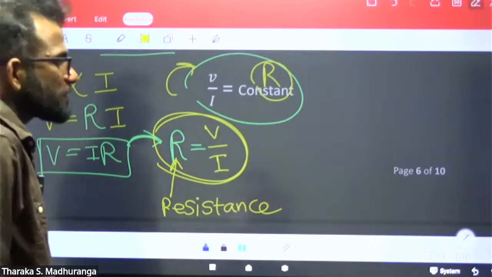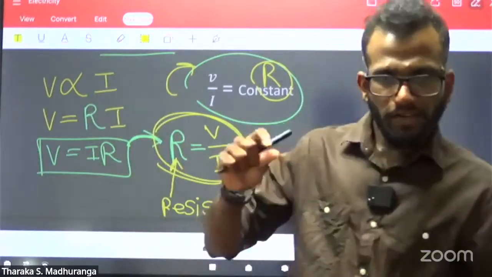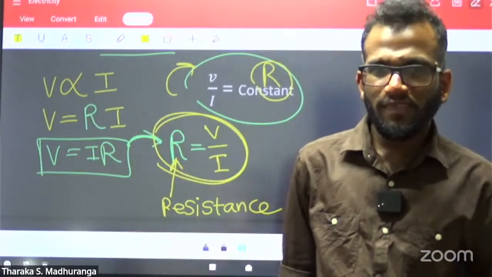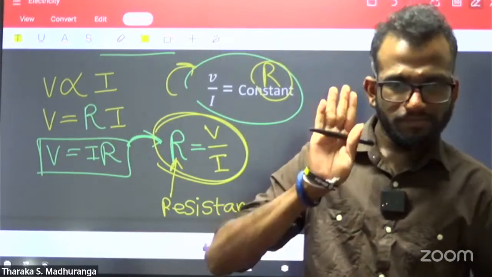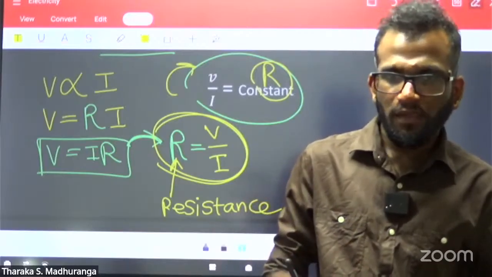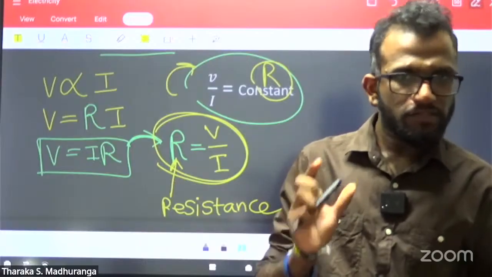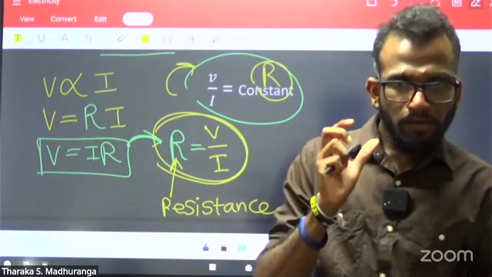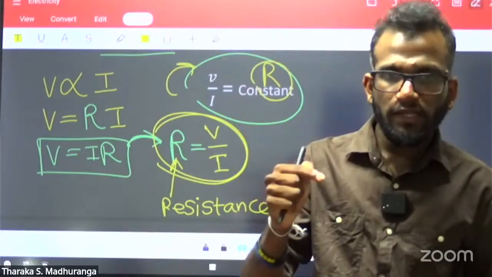Variable resistors are different, like a switch, which we change manually. Normally the resistance is a factor that depends on the material type.